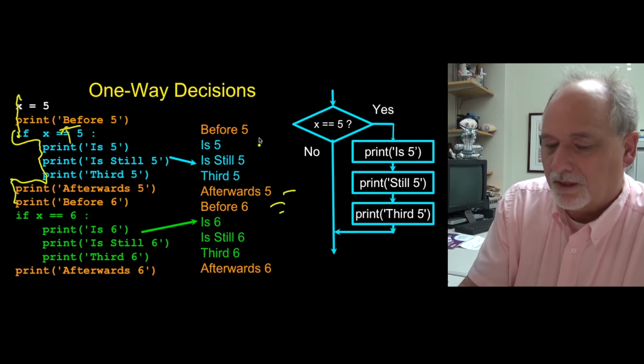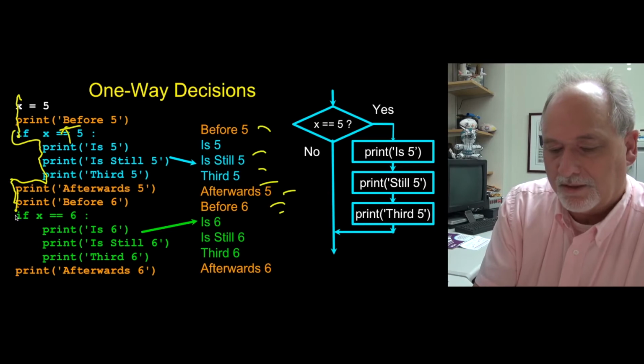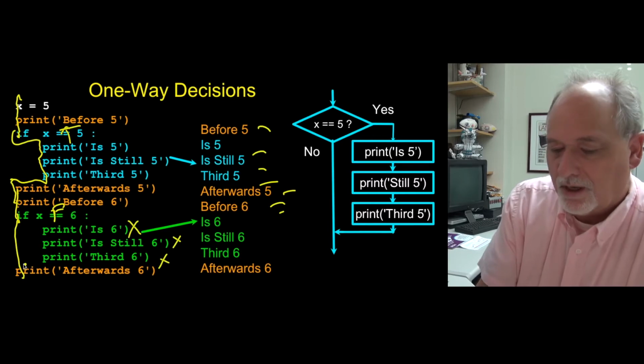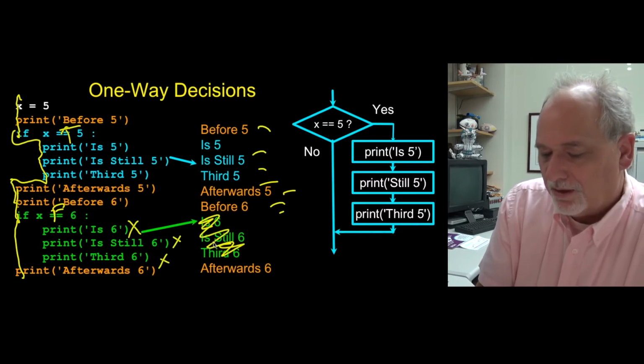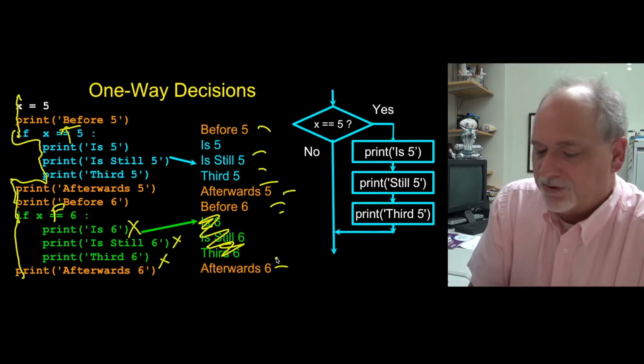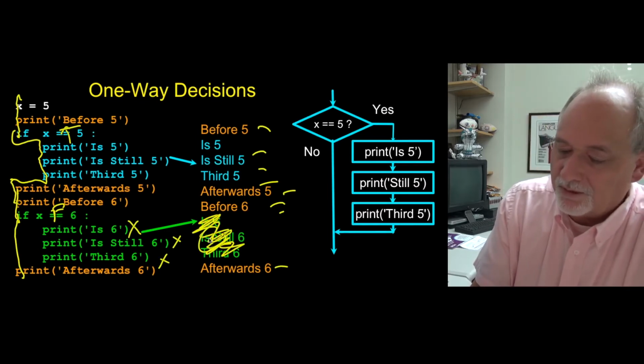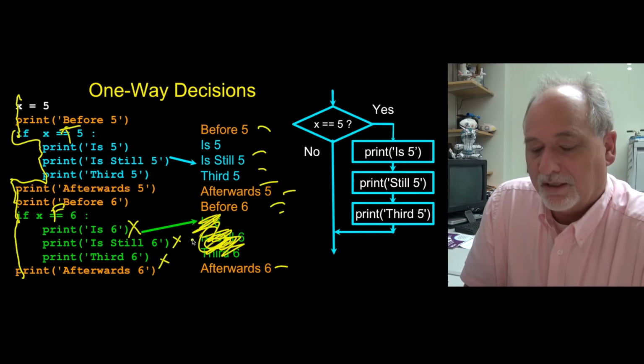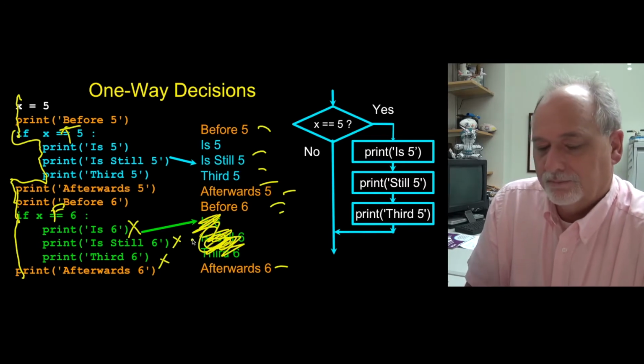So all this stuff is running, right? And then it says x equals 6. Well, that was false, so that skips all of them. So none of these lines of code run. So these actually don't run, and it says afterwards 6. So that's a mistake. Those don't run right there, okay, because x is not equal 6.